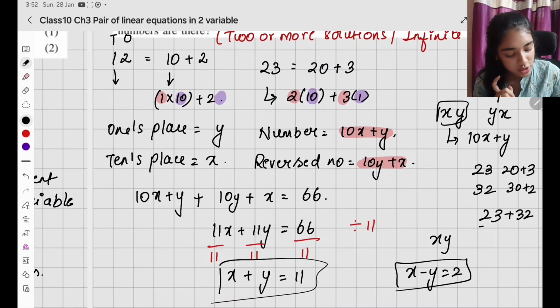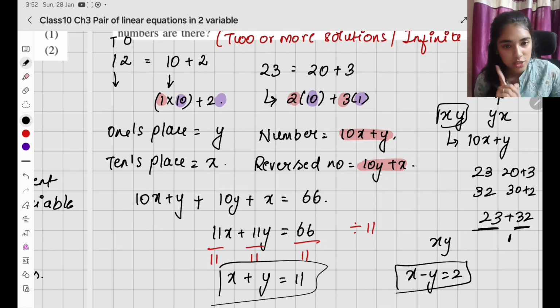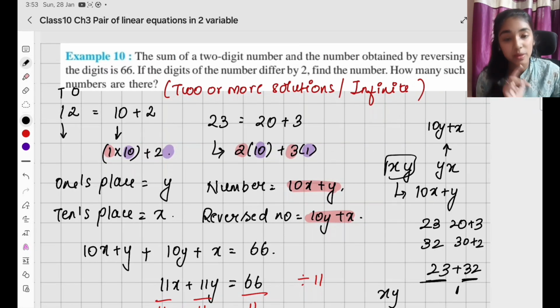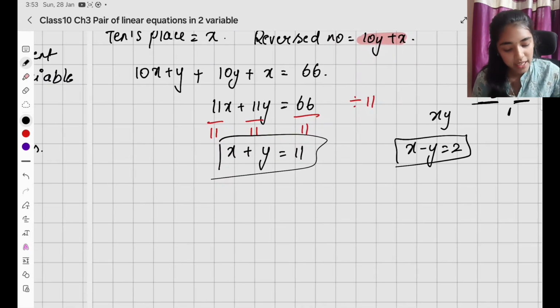Okay, இந்த இடத்துல digits of the number எப்படி differ ஆகுது? 1ல differ ஆகுதா? 3 minus 2 is going to be 1. So the number is differing by 1 இந்த இடத்துல 2. Find the number, how many such numbers are there. Okay.